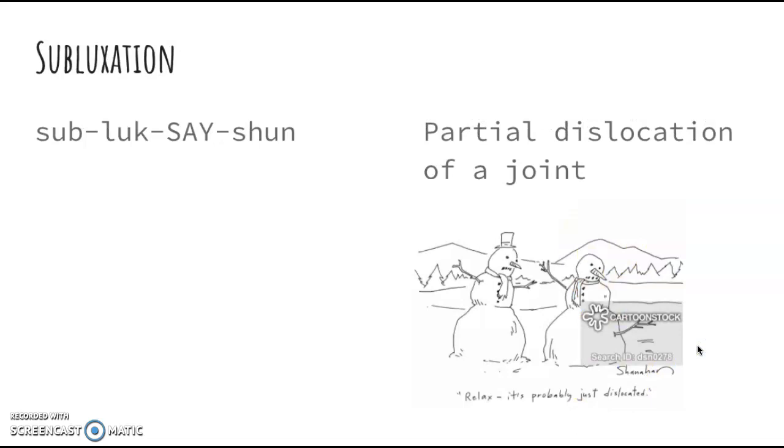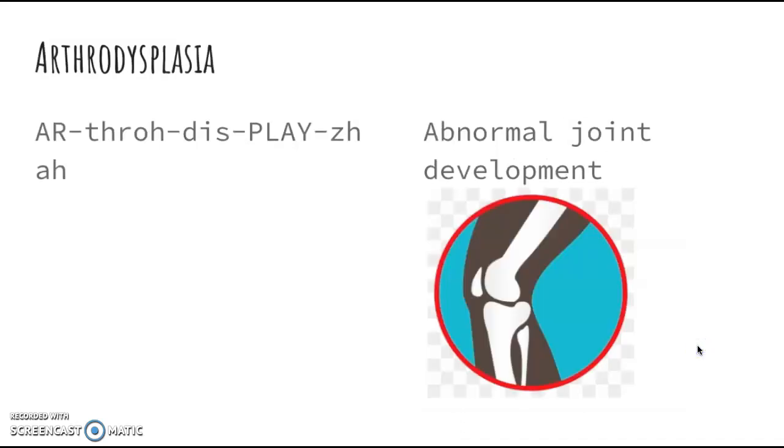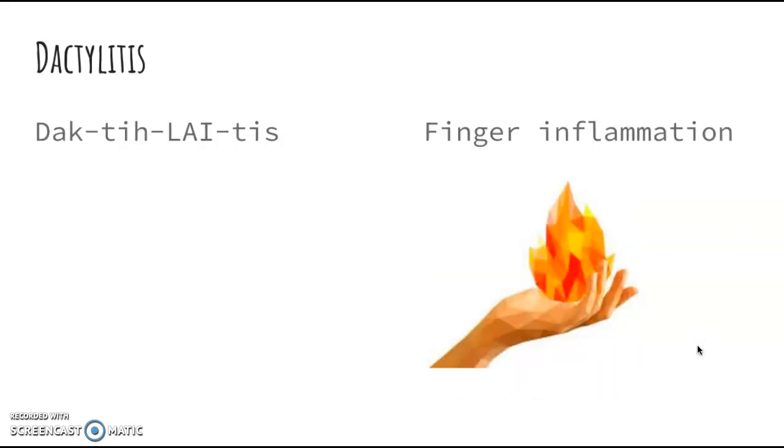Next, we have a subluxation, and this is a partial dislocation of a joint. Next, we have an arthrodysplasia, and this is an abnormal joint development. Next, we have a dactylitis. This is a finger inflammation.